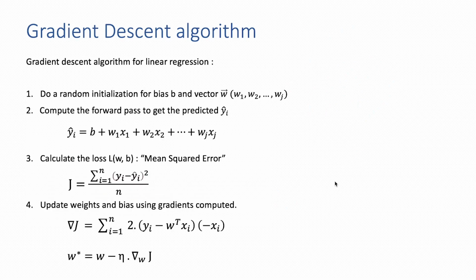However, I would like to detail out the steps involved in the gradient descent algorithm so that we are well versed with it. Later, we'll also see the different variants of the gradient descent algorithm that exist. The very first step is to do a random initialization for bias and weights.